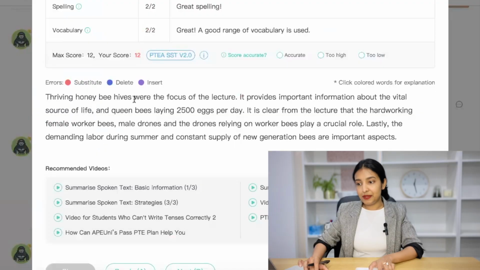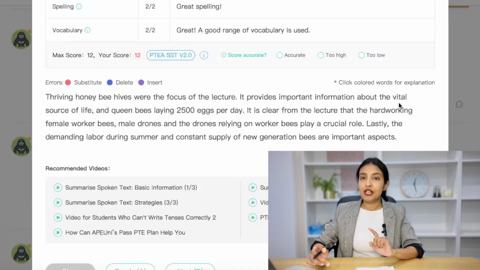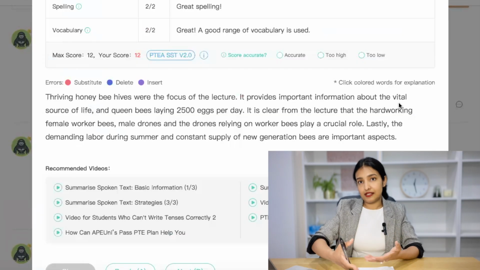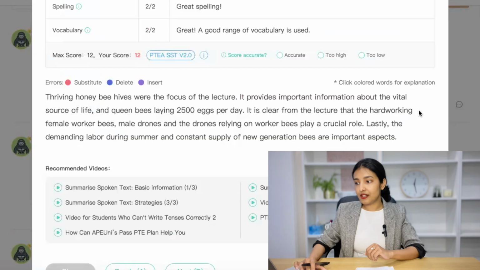So I've done another answer using this template for below 7 scores. I'll show you that sample answer as well, and that's this one. Thriving honeybee hives were the focus of the lecture. It provides important information about the vital source of life. So in my previous answer, I wrote the queen is the vital source of life, a whole sentence. But here, since, okay, let's say I did not take down that much, I'm just writing the vital source of life, which is a short phrase.